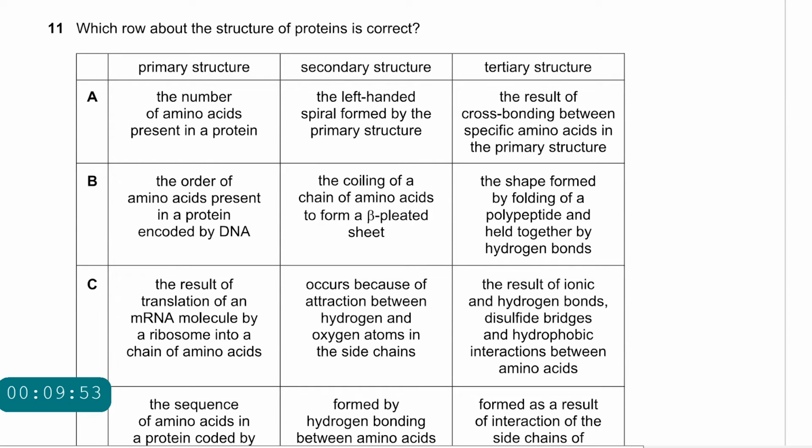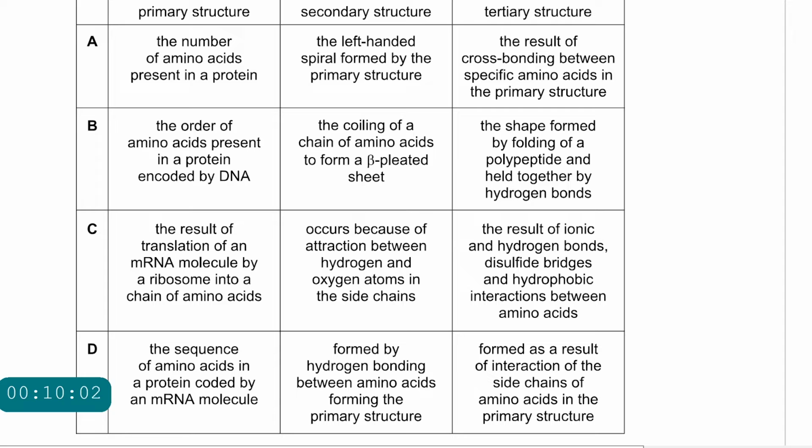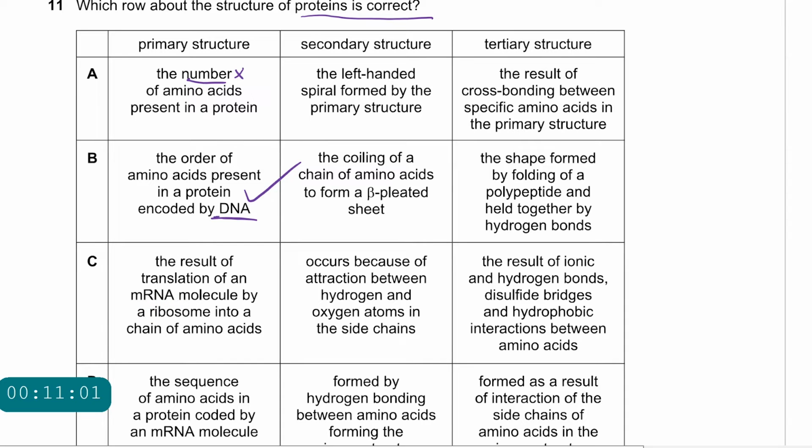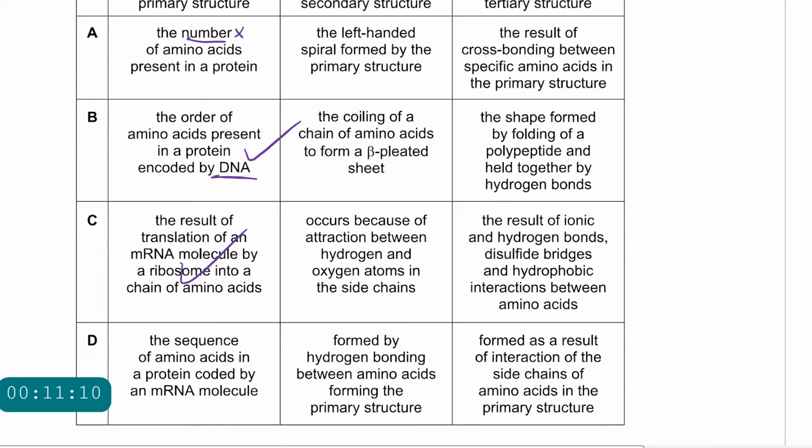Question 11. Which row about the structure of proteins is correct? To start with, the primary structure. The number of amino acids present in a protein. It's not actually the number. It depends really on the order of amino acids or the type of amino acids. The order of amino acids present in a protein encoded by DNA. This is correct. For C, the result of translation of an mRNA molecule by ribosome into a chain of amino acids. This is correct. D, the sequence of amino acids in a protein encoded by an mRNA molecule. And this is also correct.